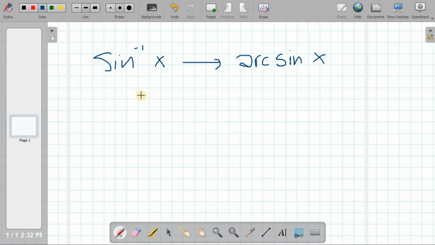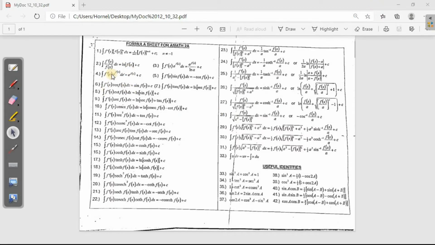They can say also cos minus 1, it's the same thing, and arc. And there are some transformations. So guys, you can see we have sine minus 1. If you go back in our formulas here, we have sine minus 1 here. So we have cos minus 1, tan minus 1, and cot minus 1.